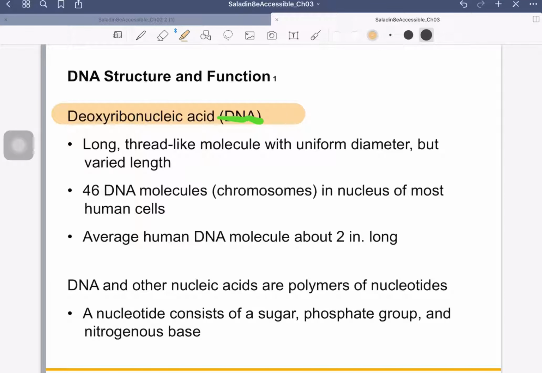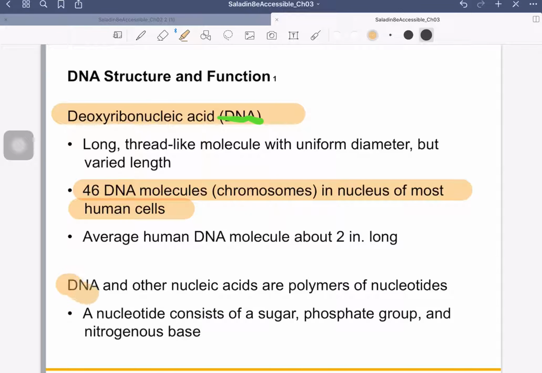Now, within humans, the DNA comes in 46 molecules, which we consider the chromosomes. And that's what we find in human cells. And of course, the 46 represents 23 pairs. And we'll get more into that.